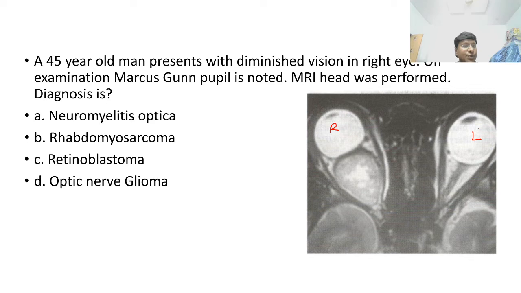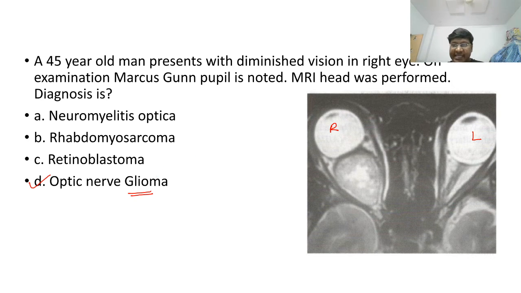The options are neuromyelitis optica, rhabdomyosarcoma, retinoblastoma, optic nerve glioma. What is the answer? Right. Very good, Ravi. You have answered that first. Optic nerve glioma is the correct answer.